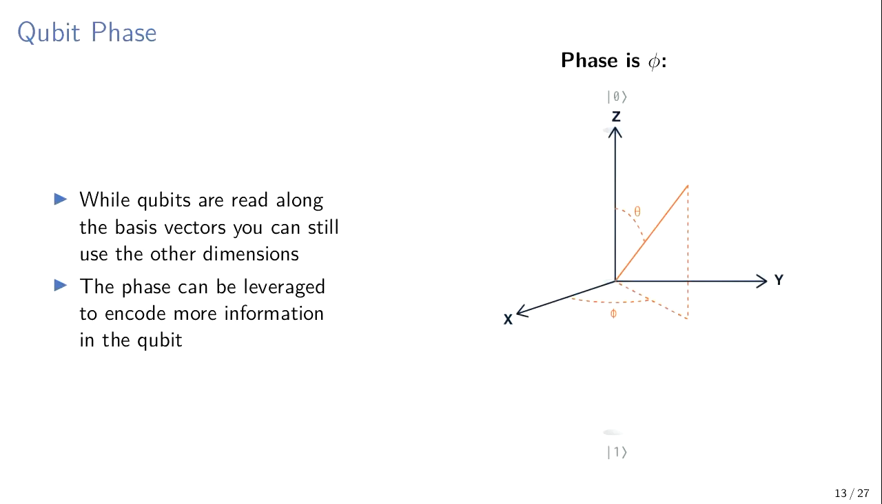But you can encode information in that phase and then use a Hadamard to rotate to get it along the basis state. And you play tricks like this with your quantum programs to perform computation and encode extra information that you couldn't in a traditional binary system.